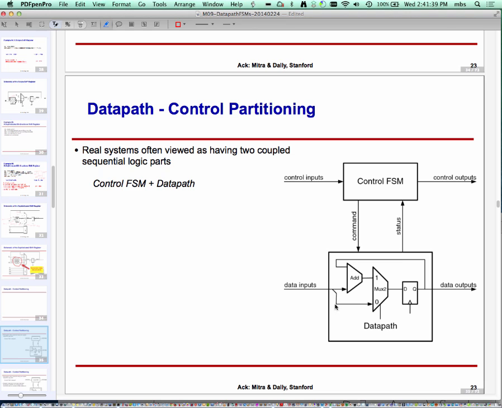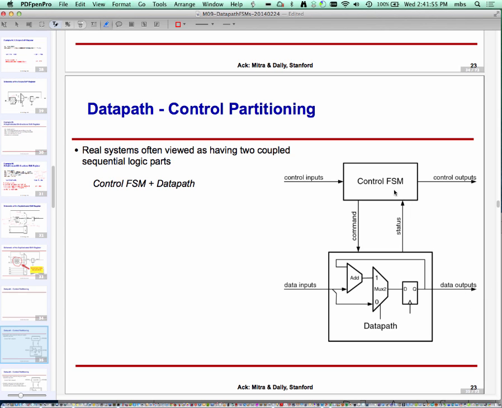Then I'll have a data path. Inside the data path, we'll have our usual culprits, mux, adders, those kind of things. They will be getting inputs from the outside world. We are going to call them data inputs. It will be producing outputs for the outside world. We are going to call them data outputs.